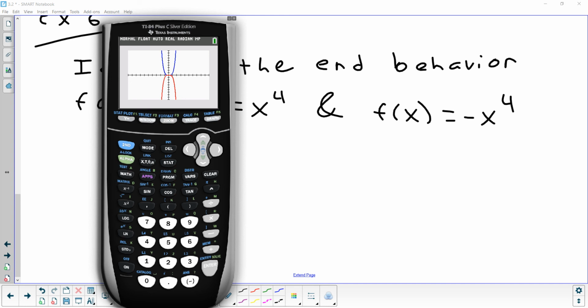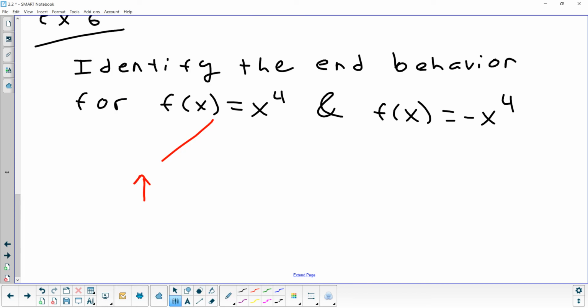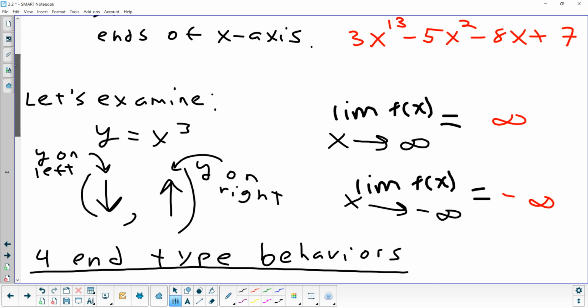What's happening on the left? What's happening on the right? Get it? Left up, right up. So it's up, up, if you wanted to describe it that way. And if you want to do it as limit notation, it's exactly the same.